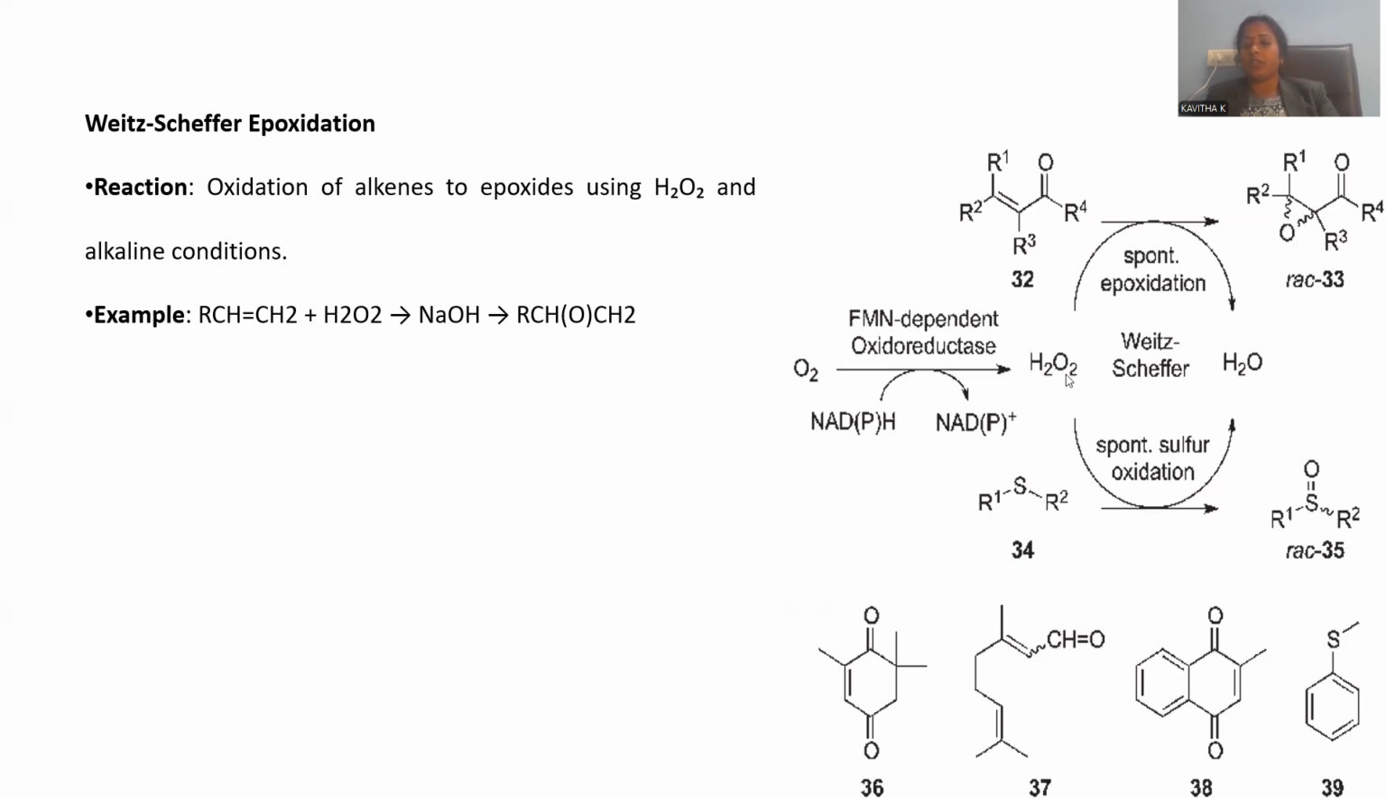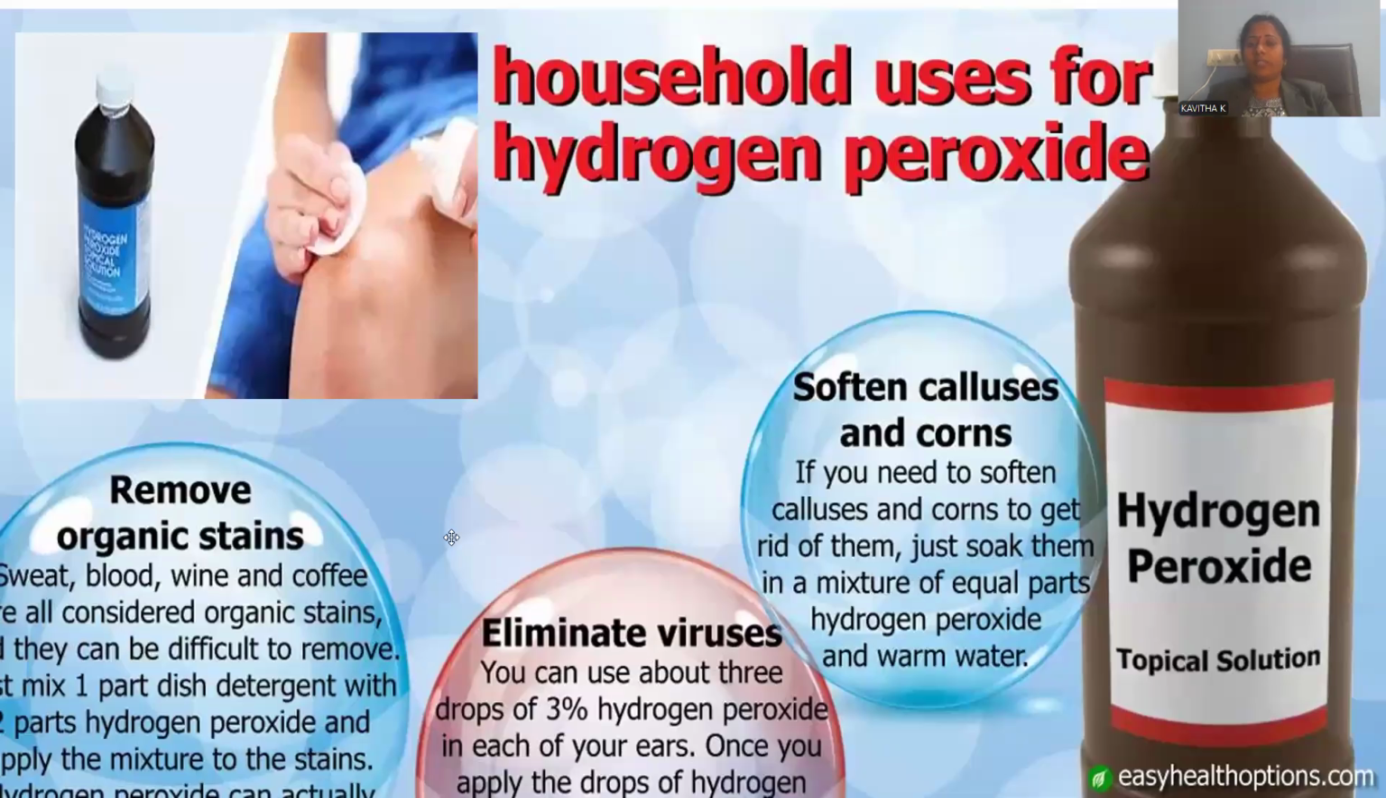Whenever hydrogen peroxide is treated, there is a formation of water, where one nascent oxygen can be bonded at this olefinic double bond, giving rise to oxygen over there, which is called an epoxy bond. This is the way epoxy bond formation is possible in the Weitz-Scheffer epoxidation process. This is another named reaction you can notice.